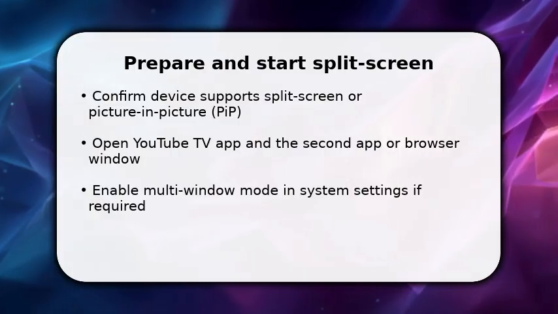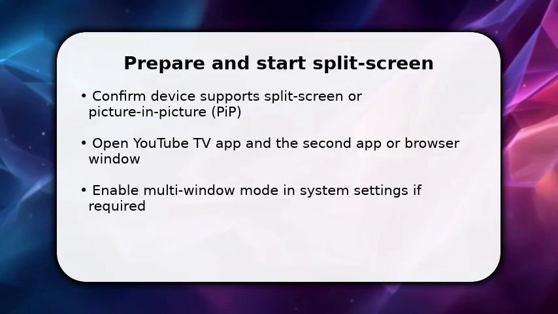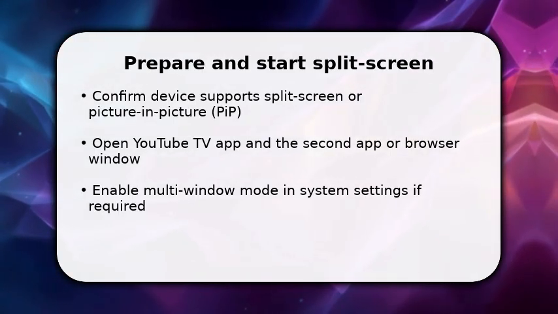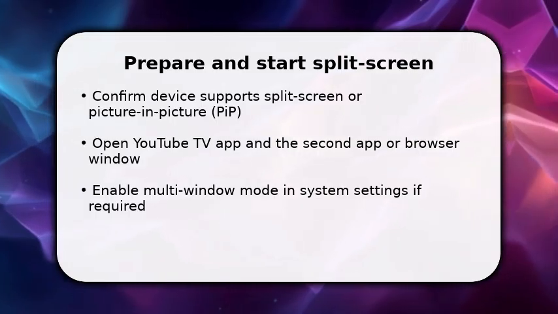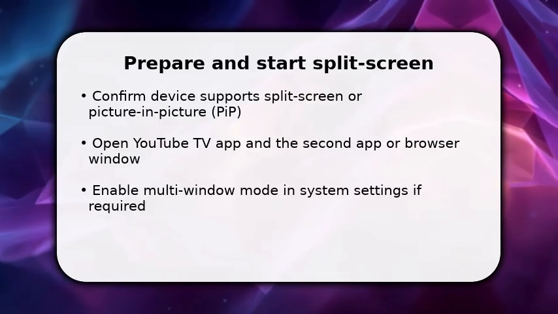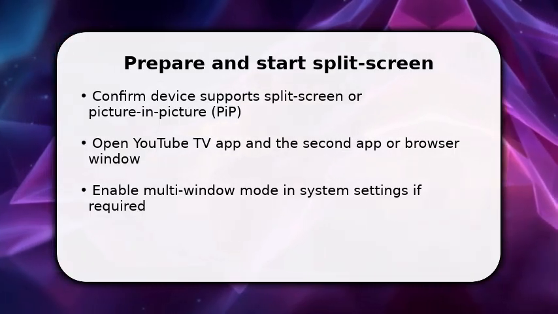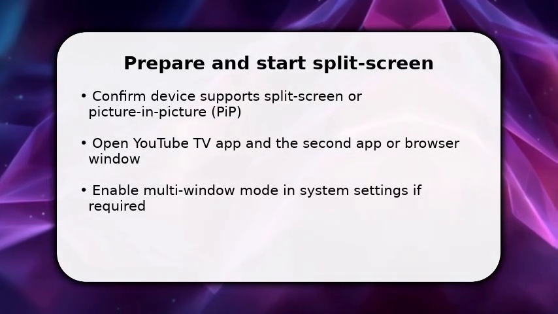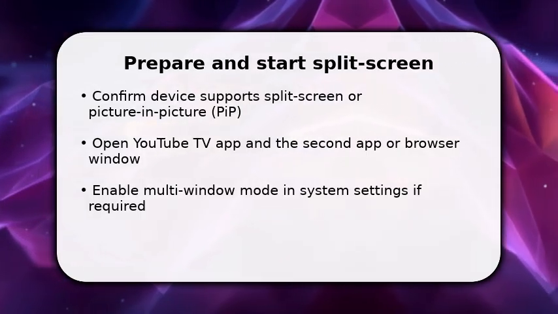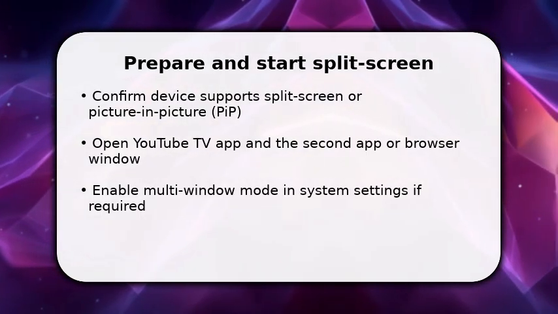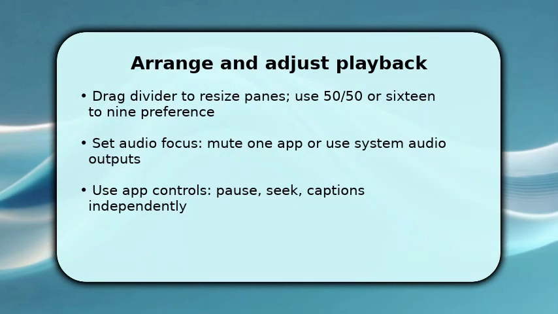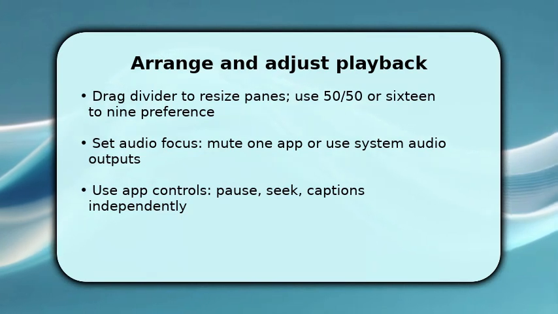You're going to start by enabling multi-window and getting both sources ready. Open YouTube TV, then open the other app or browser tab you want to view. On Android, swipe up and long press the app icon to choose split screen. On iPad, you slide over or split view. On smart TVs, check picture-in-picture options. Once done, position YouTube TV in one pane and the second source in the other so you can control playback independently. Now arrange each pane and manage playback.